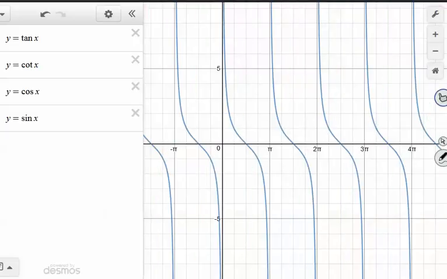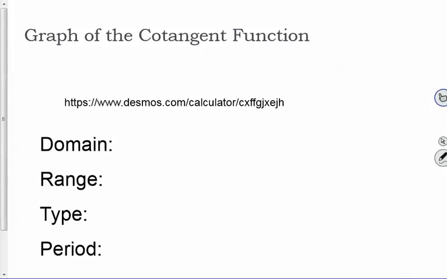You still have asymptotic behavior, but where are your asymptotes now? If you notice, the asymptotes are not where the cosine is equal to 0, but where the sine is equal to 0. And that should make sense because we flipped it, where the cotangent is the inverse of the tangent. Now, where does it appear to have asymptotes? Pi, 2 pi, 3 pi. So I guess our domain would be all reals except multiples of pi.